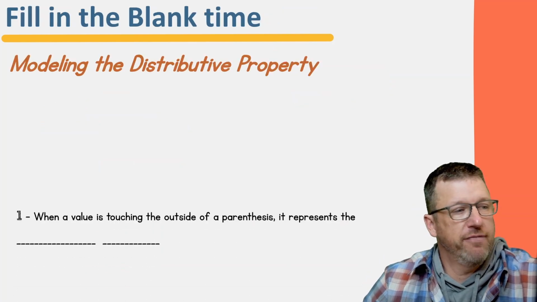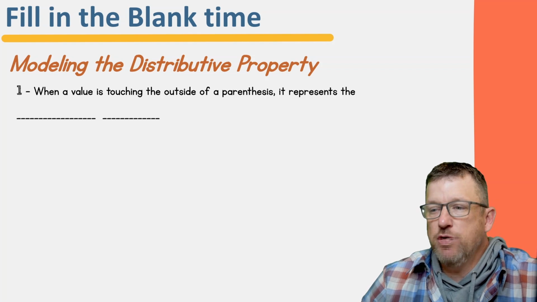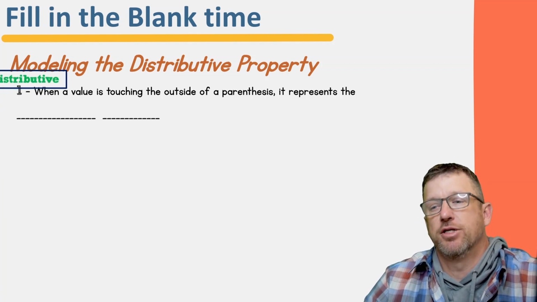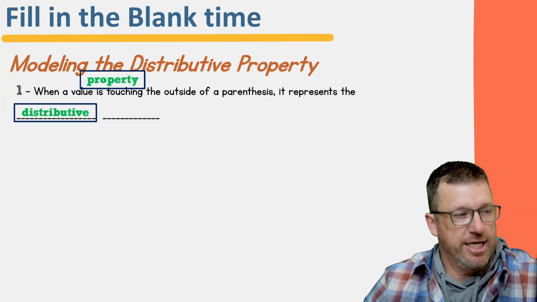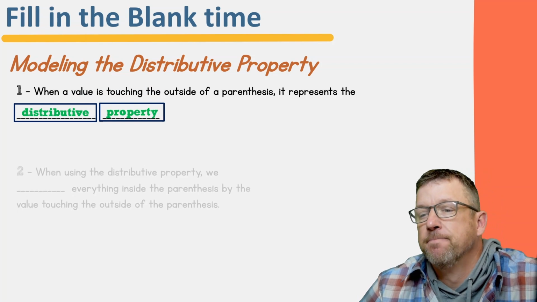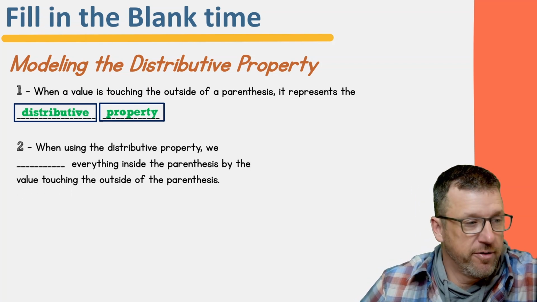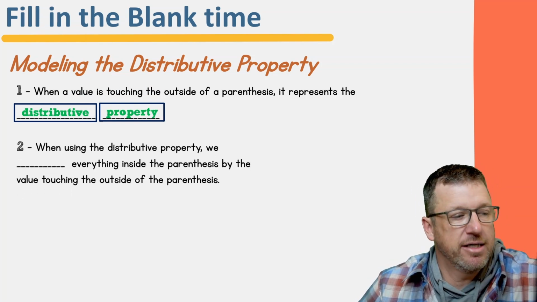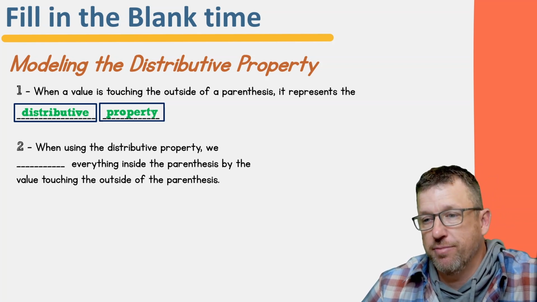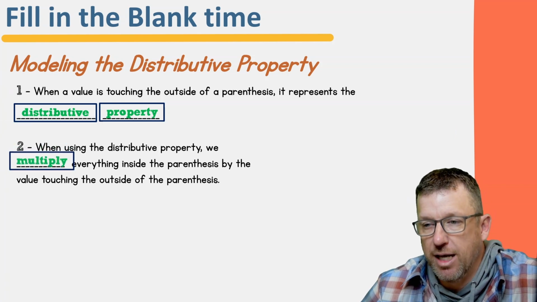All right. Let's go ahead and fill in some blanks, y'all. When a value is touching the outside of the parentheses, it represents the what? The distributive property. Write it down. Take some notes. All right, when using the distributive property, we multiply everything inside the parentheses by the value touching the outside of the parentheses. We distribute it, which also means we multiply.